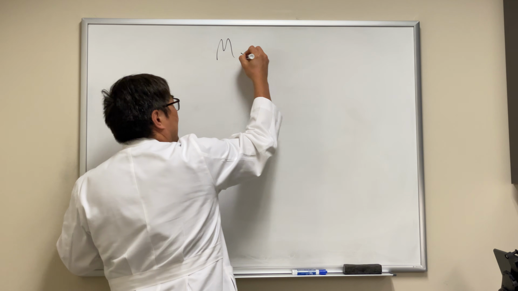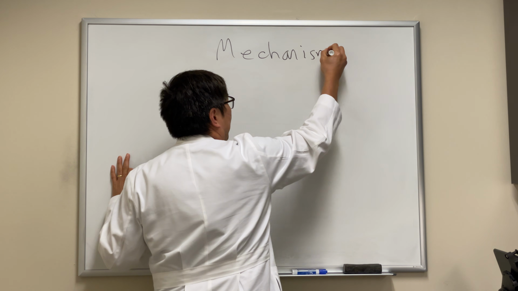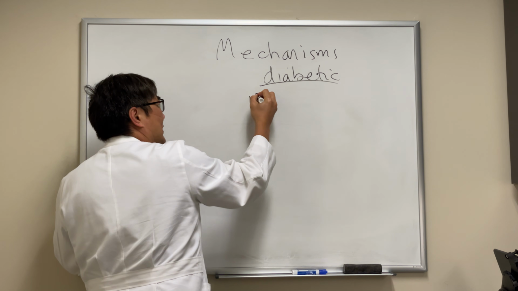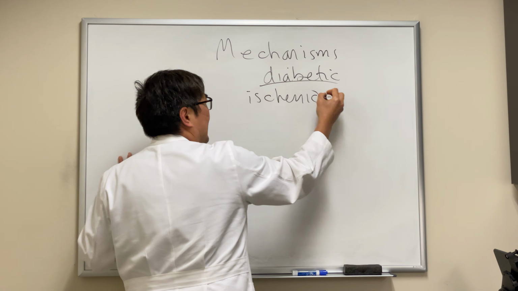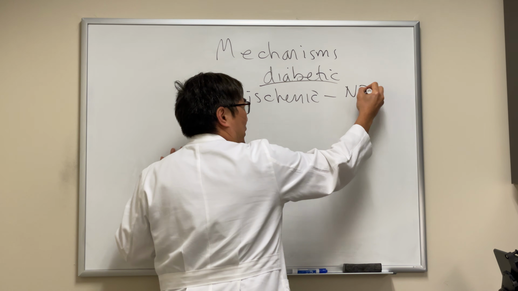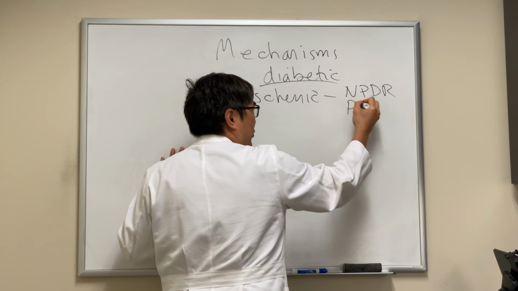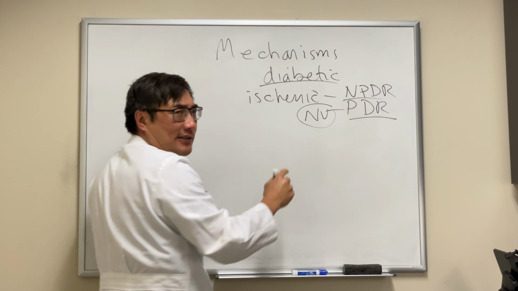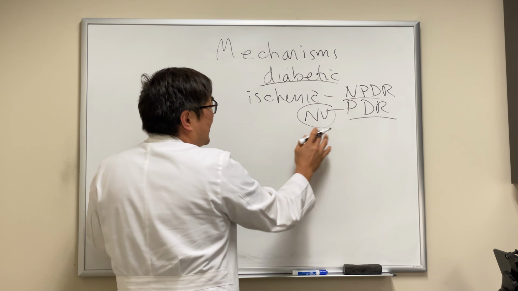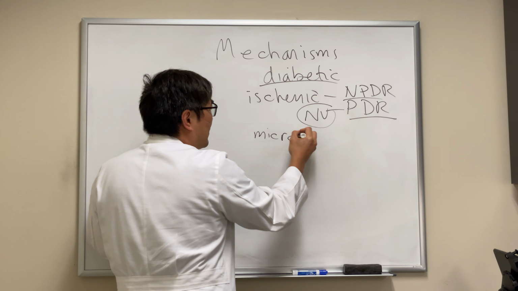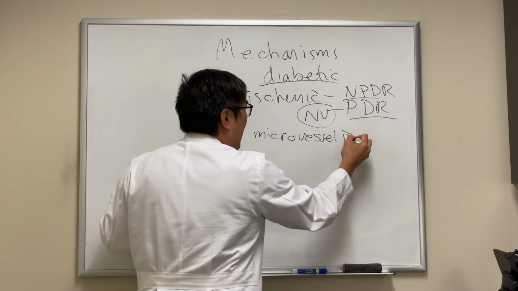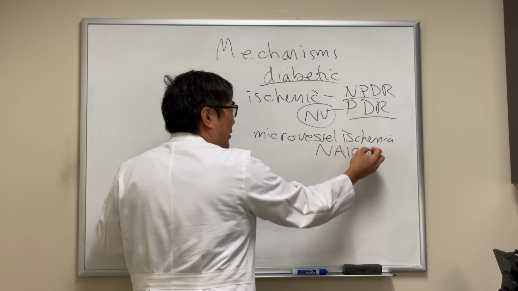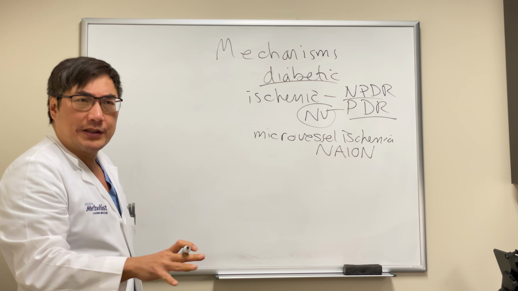So somebody asked us to just go over the mechanisms of diabetes causing neuro-ophthalmic disease, and for us that's going to be ischemic complications either related to diabetic retinopathy, and there's two forms, the non-proliferative diabetic retinopathy or the proliferative diabetic retinopathy. These are separated by the formation of neovascularization. And the other ischemic complications are going to be small vessel, microvessel ischemia, and that can come to neuro-ophthalmology either as non-arteritic anterior ischemic optic neuropathy, oculomotor cranial neuropathies, or stroke.